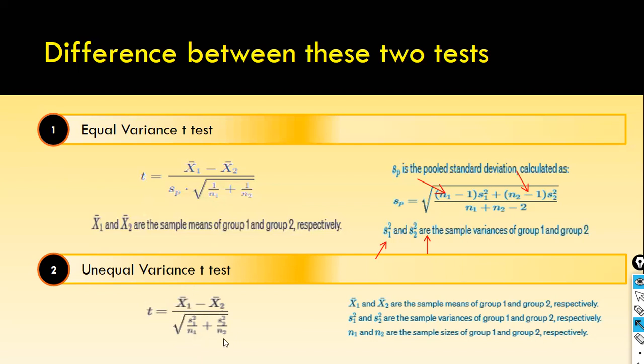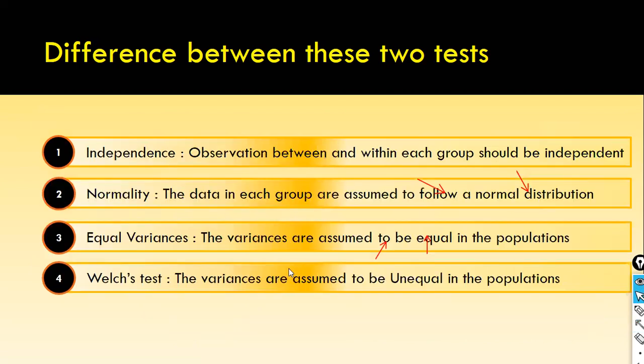In this case, if you see the denominator here, it is the variance of your first sample divided by n1 plus the variance of your second sample divided by n2. Here the formula is slightly simpler than this one, right? So okay, these are the two formulas.